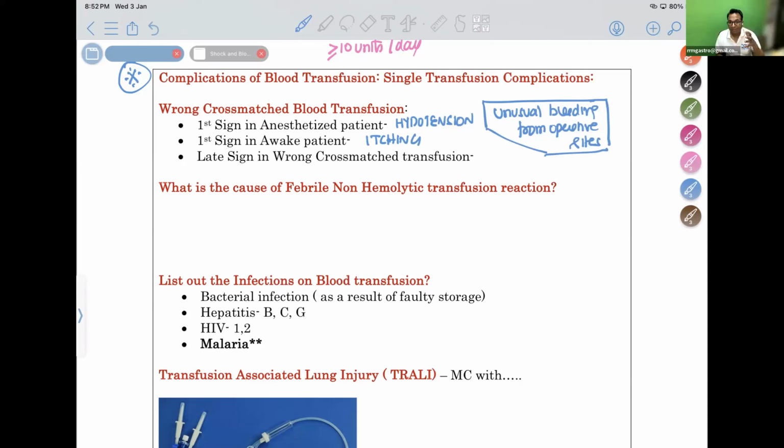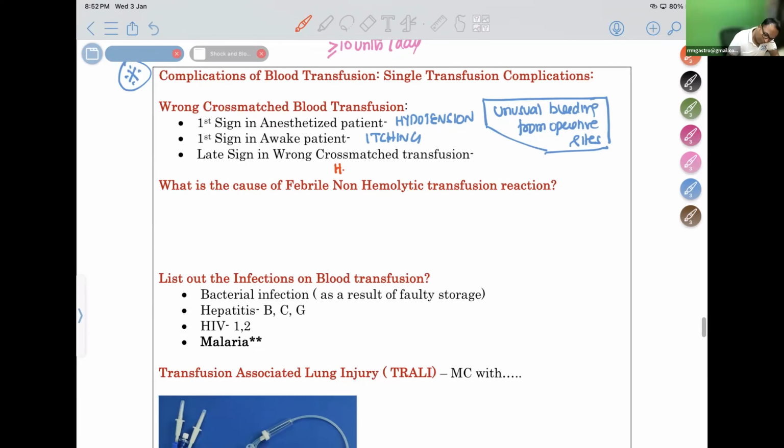What is the late sign in wrongly cross-matched transfusion? That is very important. The patient develops hematuria and acute kidney injury. If you don't recognize it, the patient will develop hematuria and go into renal failure. Please don't forget this.